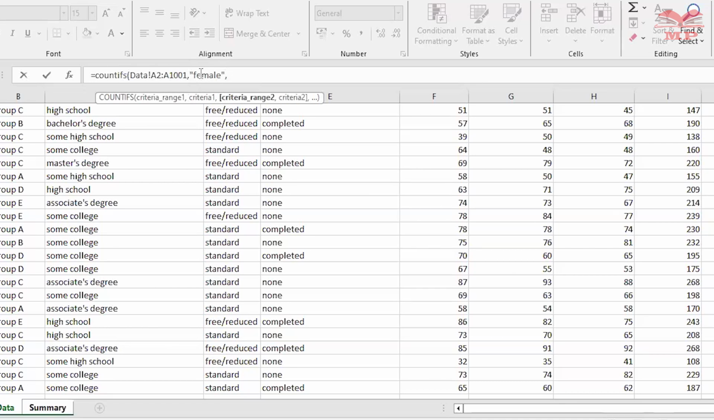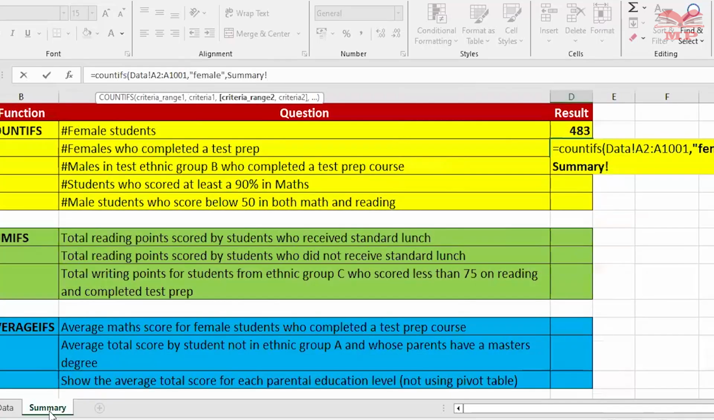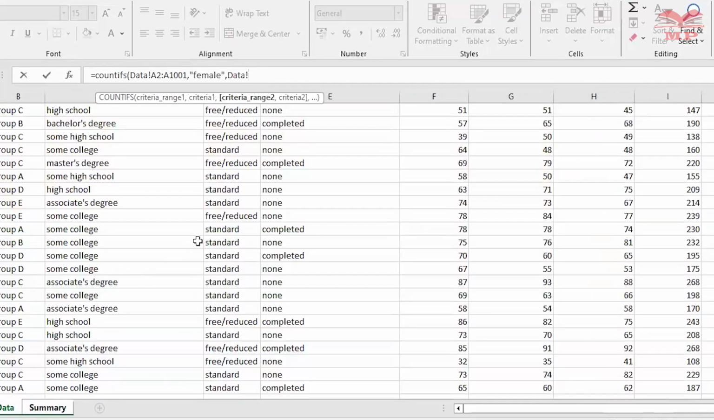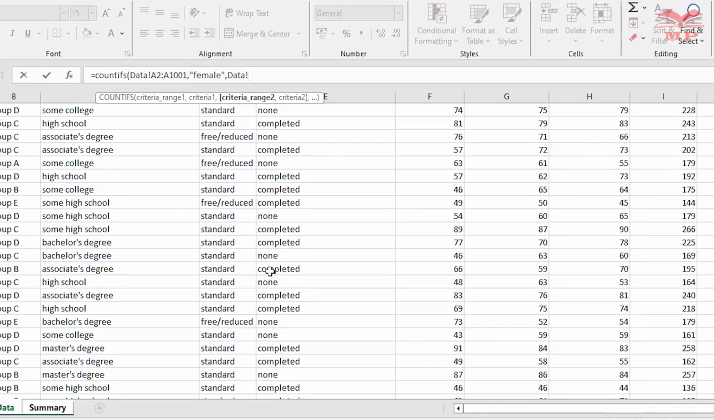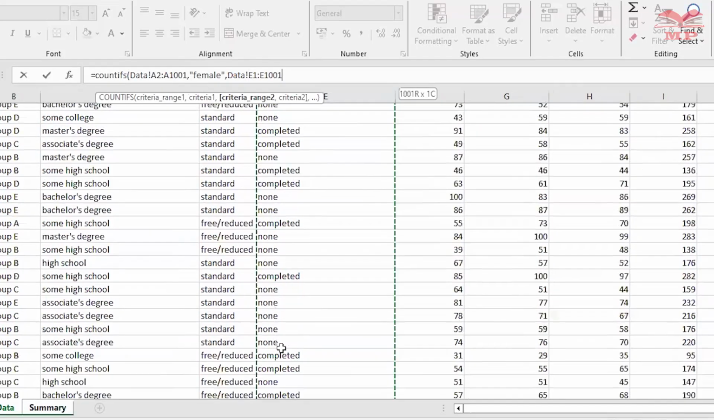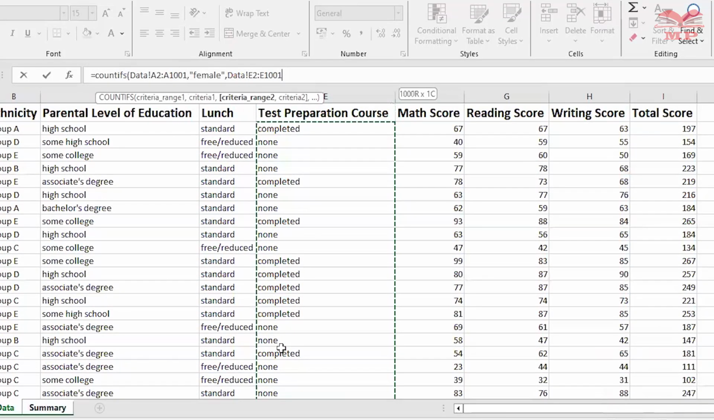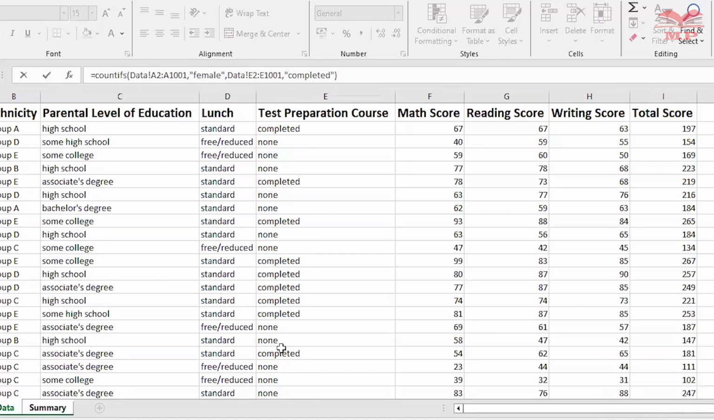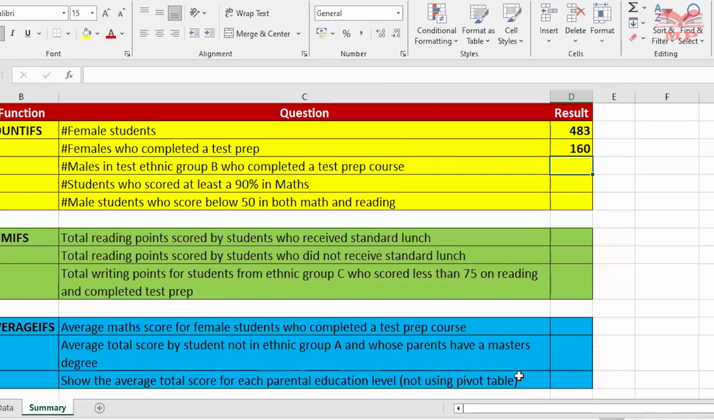And then we can put the second criteria range. If we go to the question, it says who completed a test prep. So the field that shows us who completed is this one. We can select that, and then the criteria for that is completed. Also remember to put the speech marks, all right? So that's okay. Then you can quickly get the hang of it.